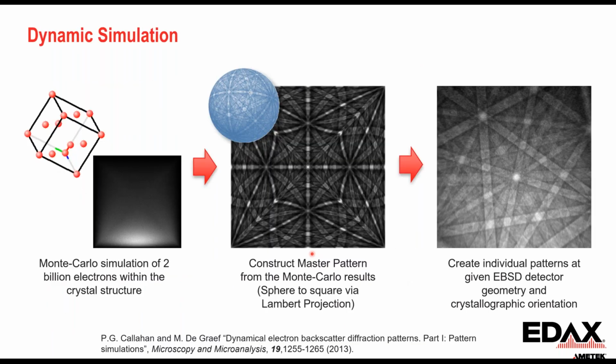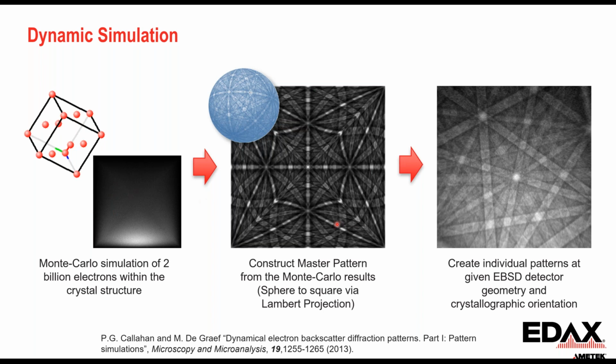Sorry. So dynamic simulation, what we need to do is we need to be able to create these more accurate pattern simulations. So the approach that we use is developed by Mark DeGraff at Carnegie Mellon University and his research group, where the first thing we do is we create a Monte Carlo simulation of the electrons within the crystal structure to get an initial starting point.